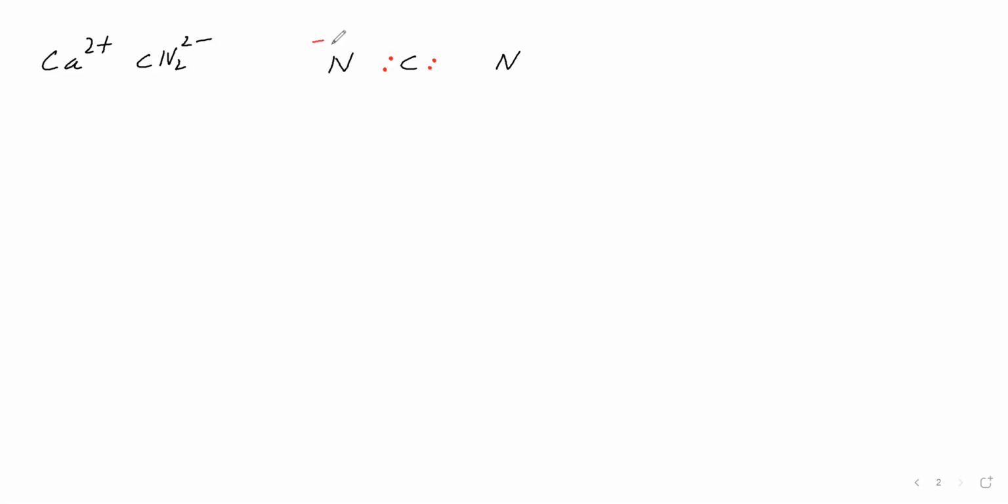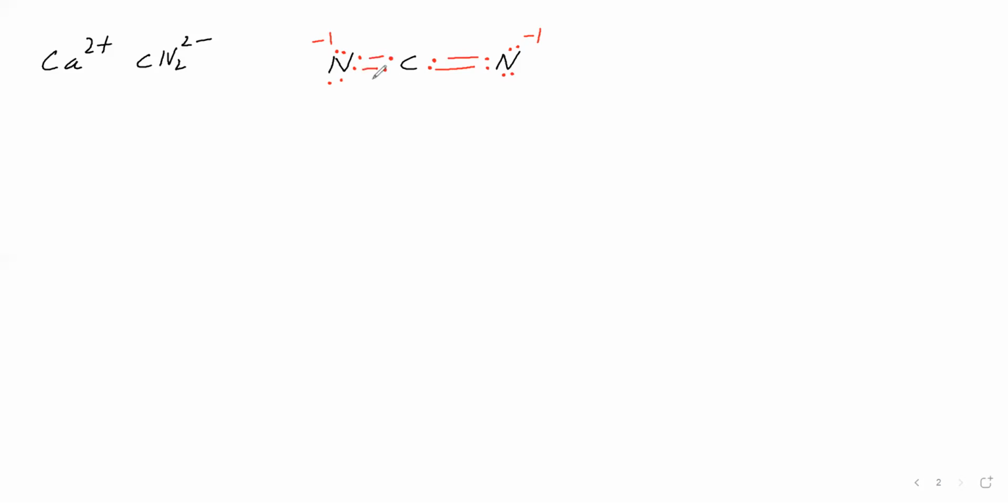This -2 we will split and give -1 to this nitrogen and -1 to this nitrogen. Nitrogen group number is 5A, therefore its valence shell contains 5 electrons. Because of the minus, additional 1 electron we have given to this nitrogen also. Because of -1, we will give totally 6 electrons. Carbon makes a double bond here.